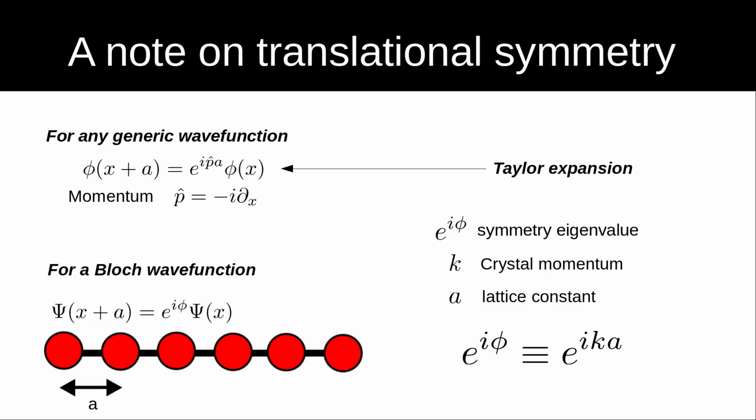And this is the reason why we call the symmetry eigenvalue phi the quasi-momentum, because it's essentially related to the actual momentum that we had originally in the Schrödinger equation. So from now on, let us refer to this symmetry eigenvalue just as the quasi-momentum. And of course, we know that this quasi-momentum goes between, let's say, minus pi and pi.